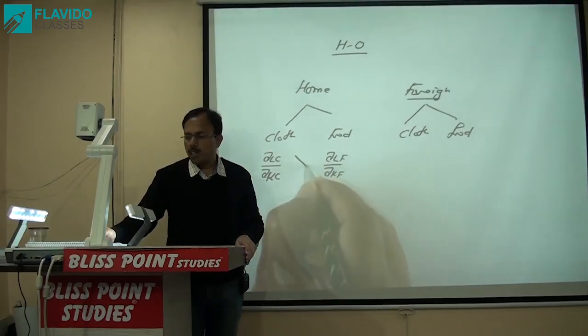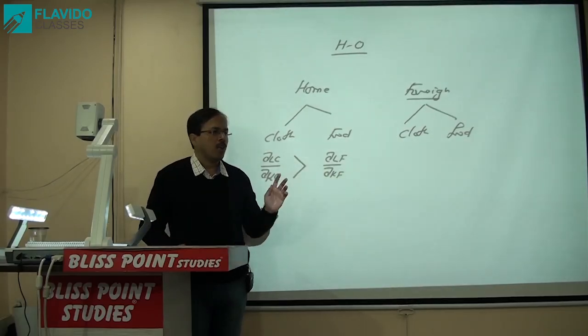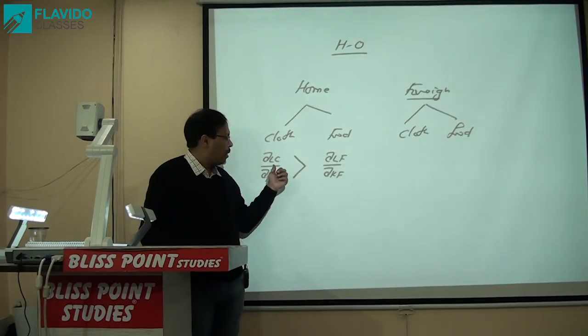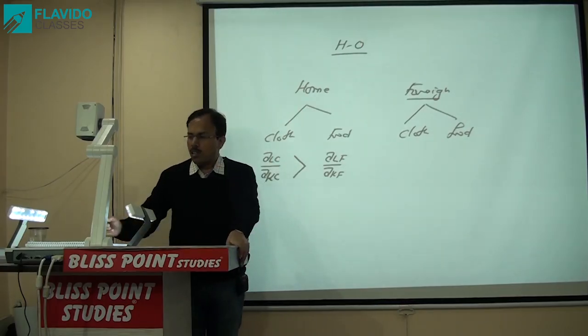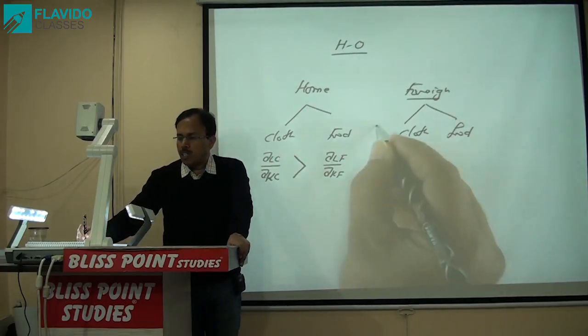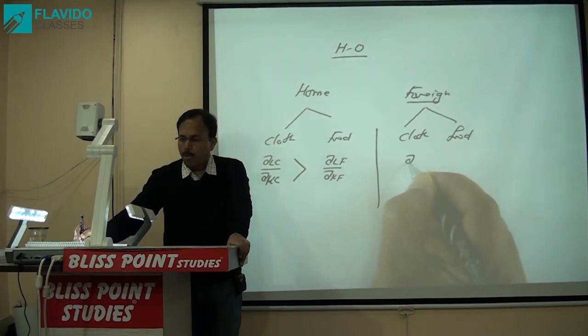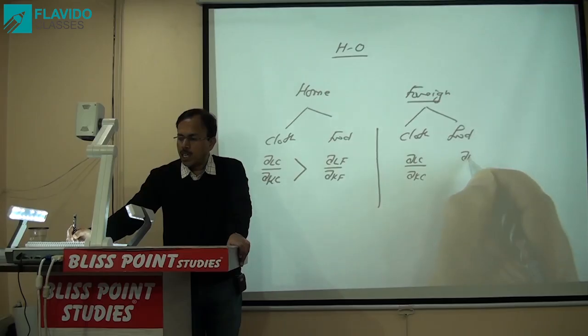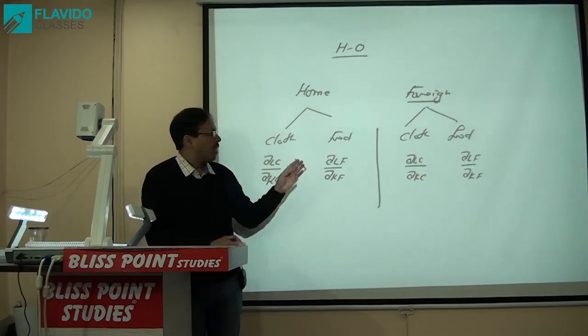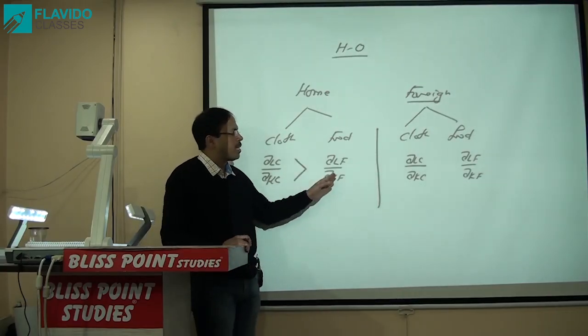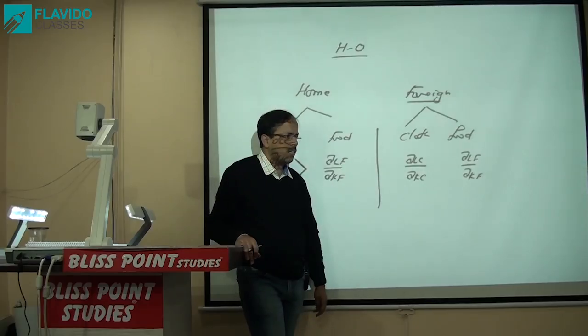So if cloth is labor intensive, then the labor to capital ratio used in the production of cloth is more. So what will be the relation in the foreign country? ALC upon AKC, and here it is written ALF upon AKF. Tell me, what will be the relation in foreign? If this is the relation in the home country, what will be the relation in the foreign country?